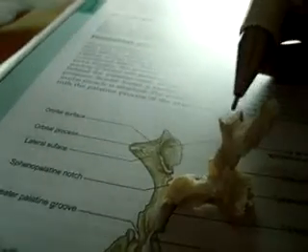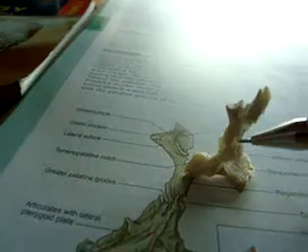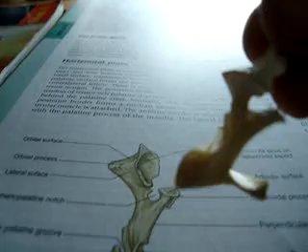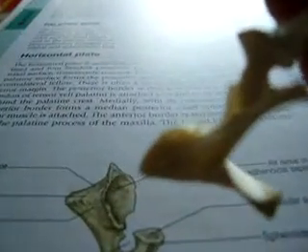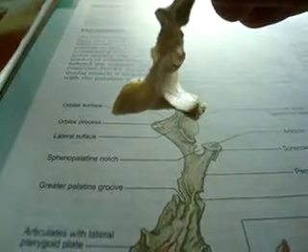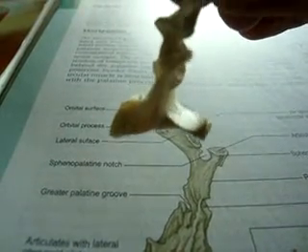And this, as I said before, is the orbital surface. This is the sphenoidal surface. This is the sphenopalatine notch, and this is the pyramidal process. This whole is the pyramidal process. This is the palatine bone of the left side.